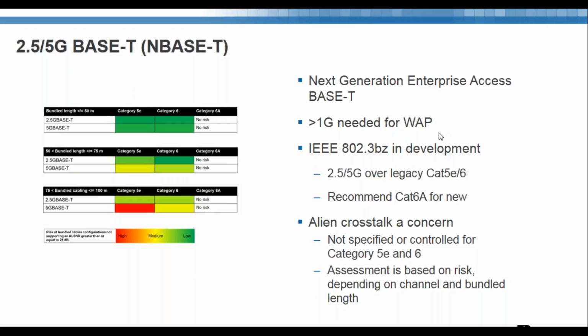The reason for this is alien crosstalk, right? So alien crosstalk is not specified or controlled for with Category 5e and Category 6. It was never needed. With this new standard, it becomes an issue. So Cat 6A obviously will work for you, but as your bundling length is longer, alien crosstalk is going to be more of a concern.